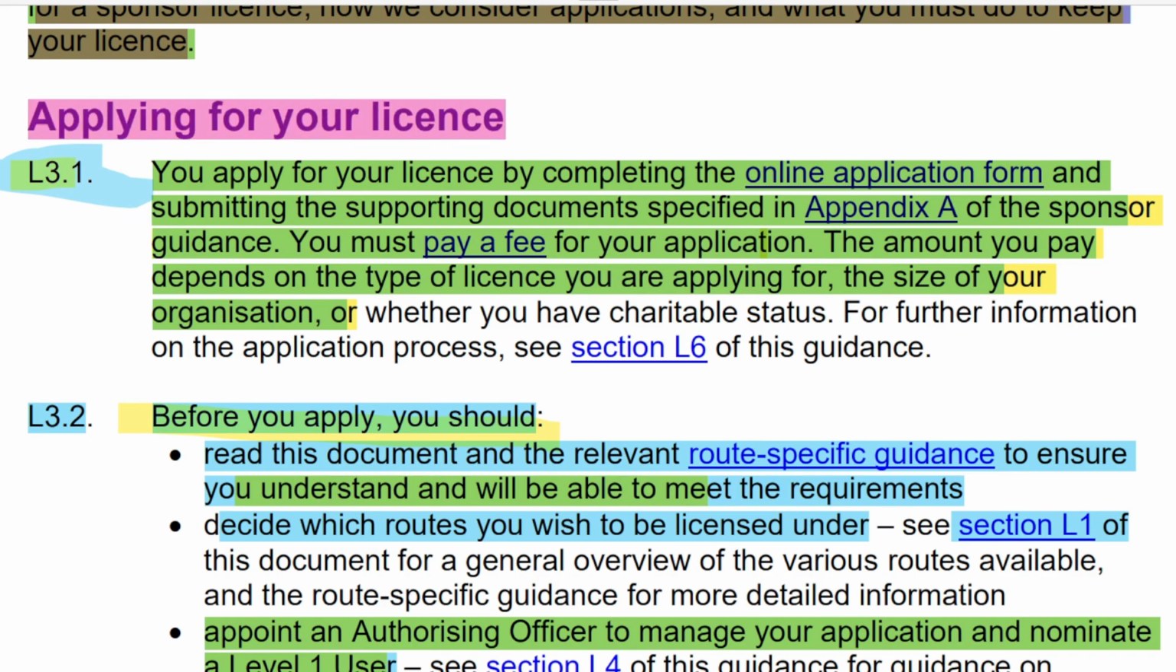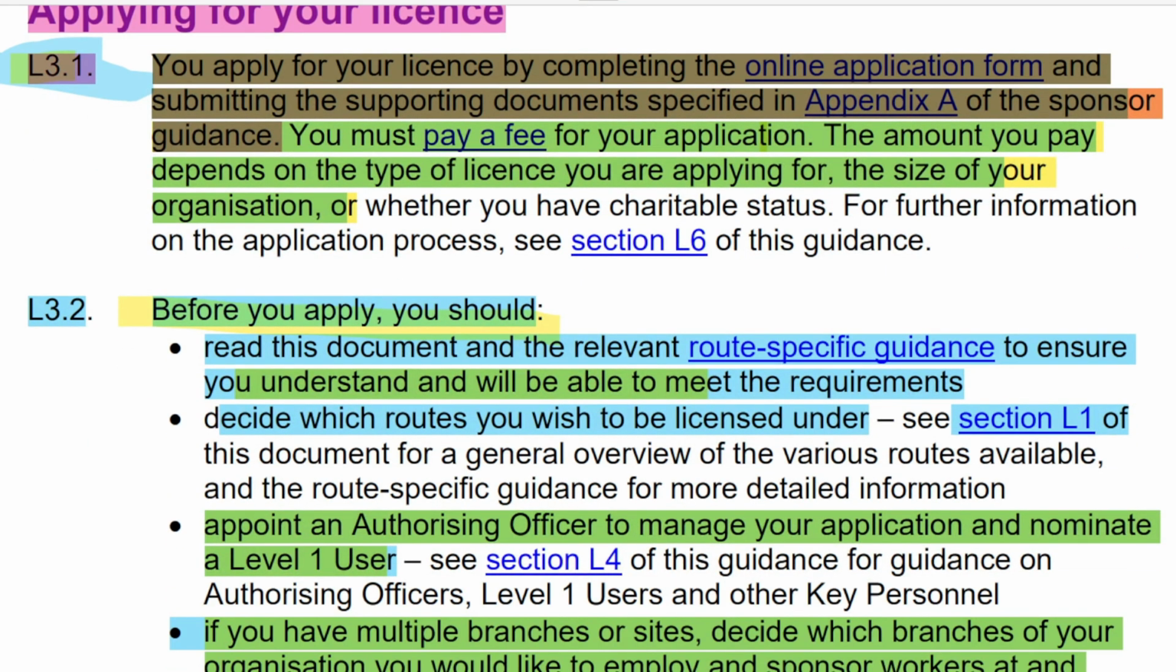So, applying for your license, L3.1: you apply for your license by completing the online application form and submitting the supporting documents specified in Appendix A of the sponsorship guidance. There is a video on Appendix A on my channel as well, in which I have discussed all the important documents you need to provide when you apply for the license. I will attach the link to that video in my description as well.